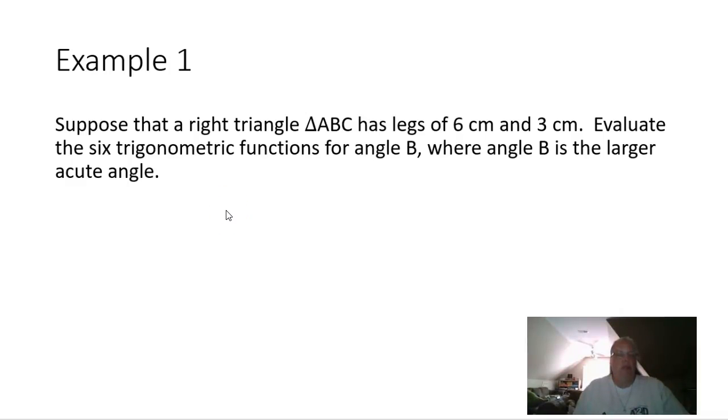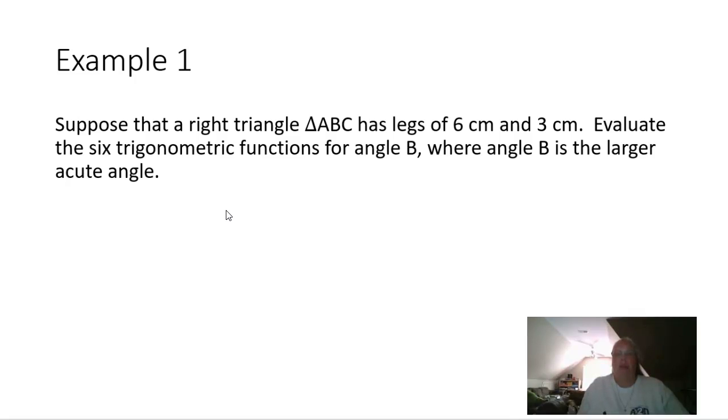These are the examples from lesson 4.3, right triangle trigonometry. Example 1. Suppose that a right triangle ABC has legs of 6 centimeters and 3 centimeters. Evaluate the 6 trigonometric functions for angle B, where angle B is the larger acute angle.